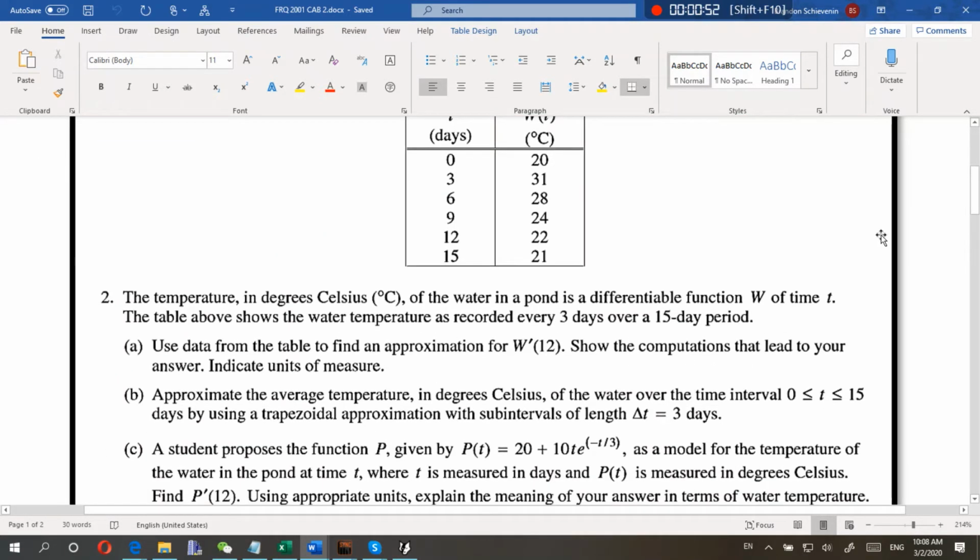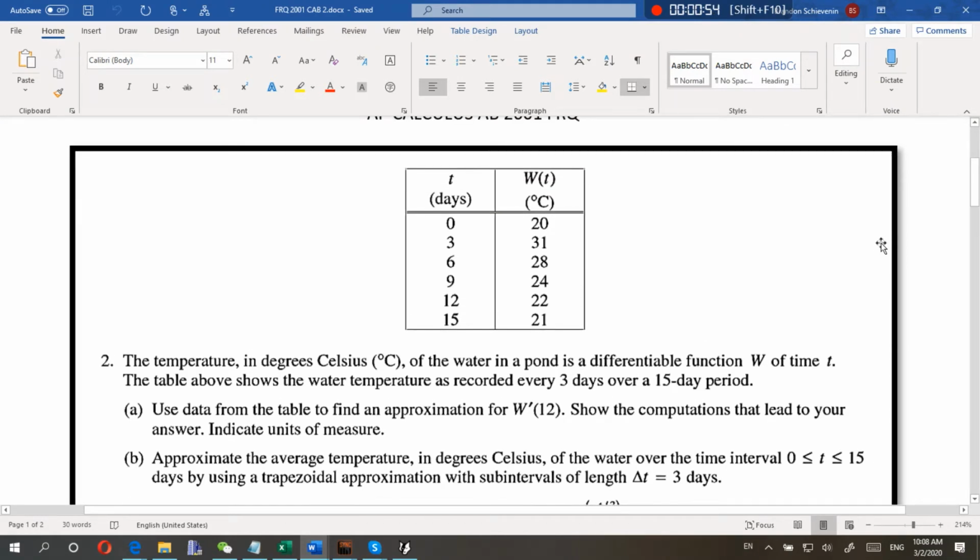Okay, so this is 2001 number 2. So this would have been with a calculator, I believe. We have temperature in degrees Celsius of water in a pond, which is given as this differentiable function W in terms of time. The table above shows the water temperature is recorded every 3 days over a 15-day period. So days, degrees Celsius. First thing I want to do is use the data to get an estimate for W prime at 12, and then show how we got to our answer and indicate the units of measure.